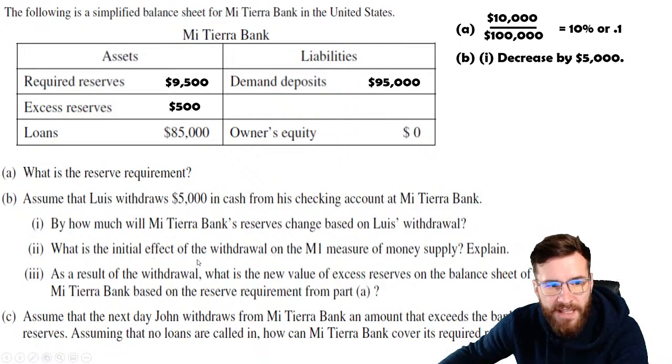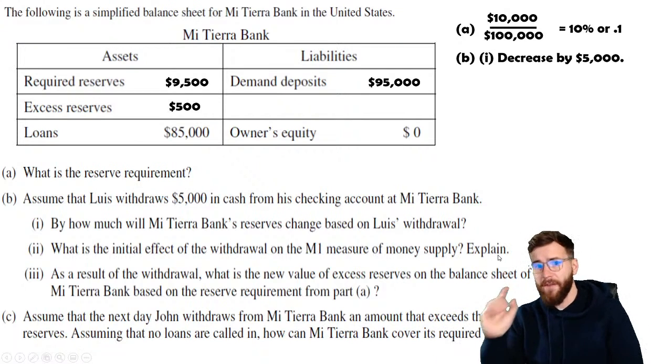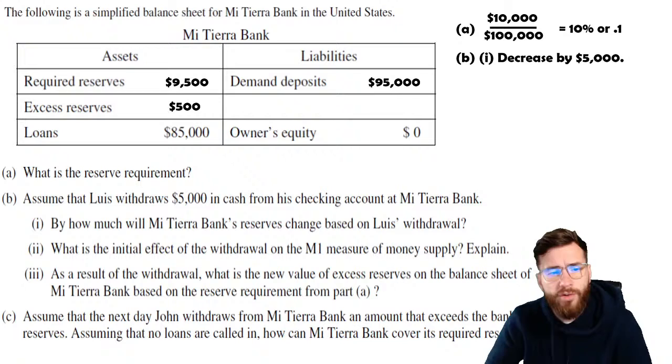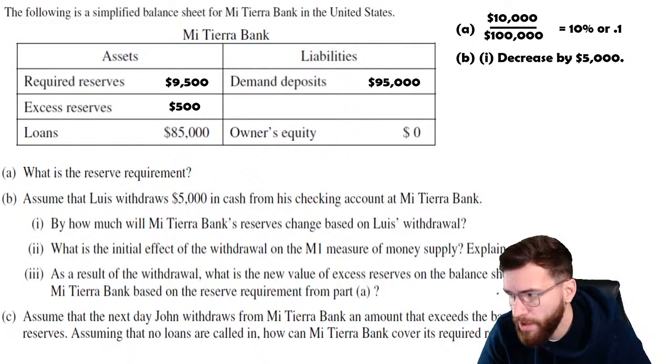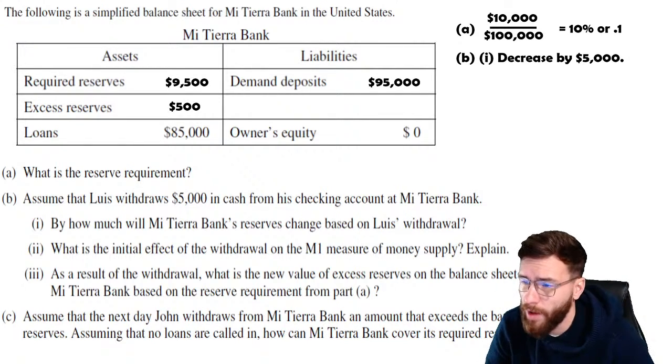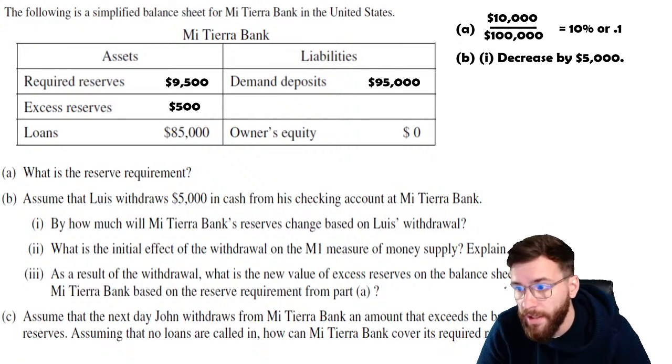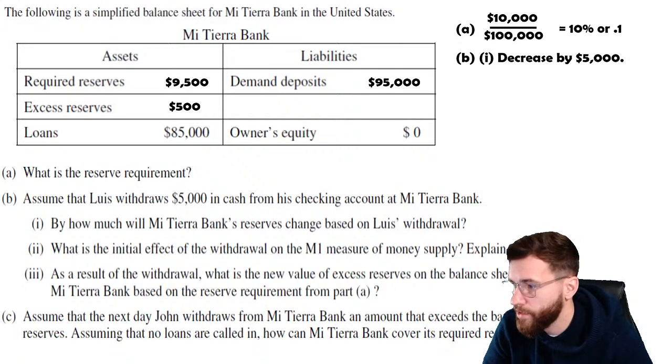What is the initial effect of the withdrawal on the M1 measure of money supply? People, this question is asked on every single bank balance sheet. Every single bank balance sheet. And of course, I'm going to ask it on your Unit 4 test. People, please never get this wrong. If someone withdraws money from their checking account or deposits money in their checking account, that would never change the M1 measure of money supply.